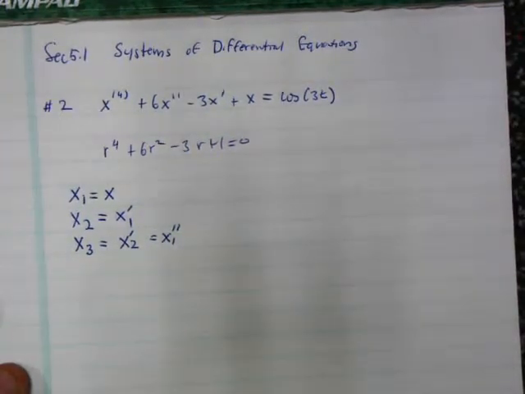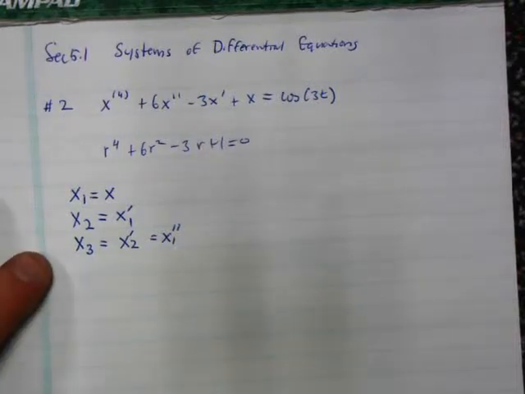So what are we going to have? How many equations are we going to need? Yeah, we still need 2 more. Why do you need 2 more? Because we're going to need x4 to the 4. We're going to do x3 double prime.